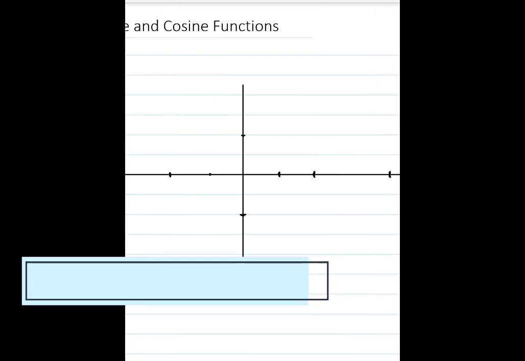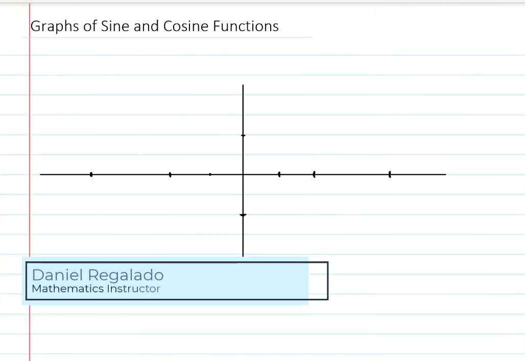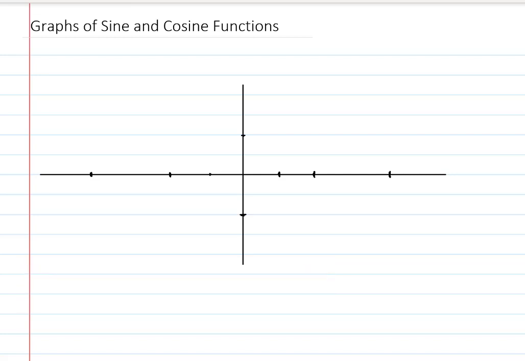Okay guys, so in this section we're going to start graphing the trigonometric functions that we've defined in our previous sections. So we're going to start with sine and cosine. These two trigonometric functions are going to have a lot of similarities. As a matter of fact, they are almost identical except for a horizontal shift that we'll talk about. But we're going to start with the sine function. We'll start with the parent function here, y equals sine of x.